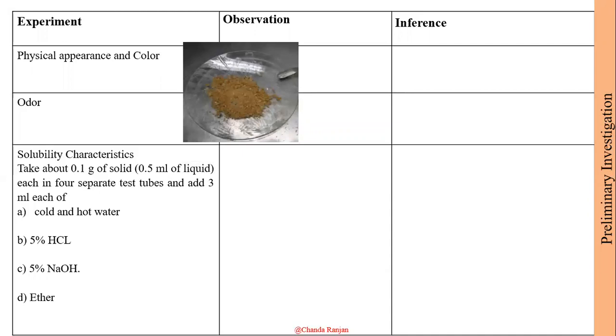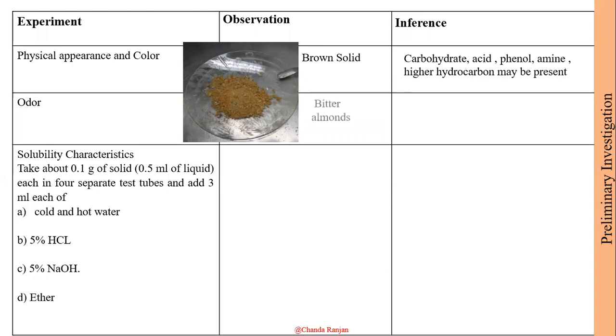It is a brown colored solid. So we'll write in the observation it is a brown solid. Inference we draw, that is it can be a carbohydrate, acid, phenol, amine, or any higher hydrocarbon. Odor, it has bitter almond odor. It can be phenol or cresol.